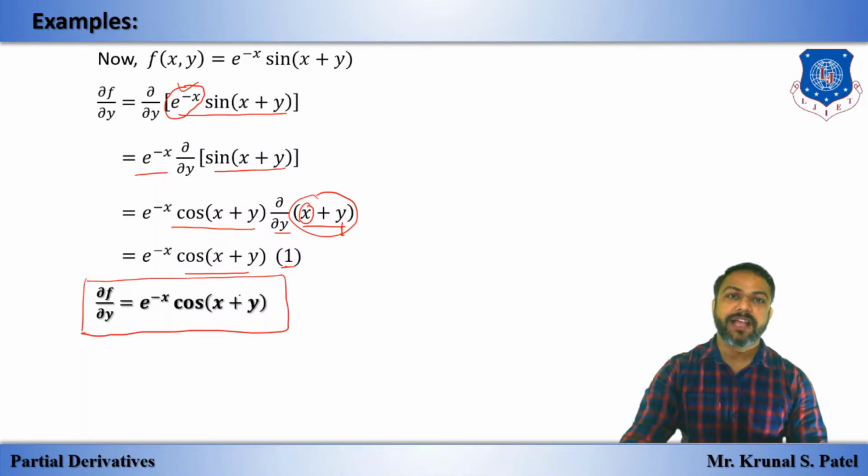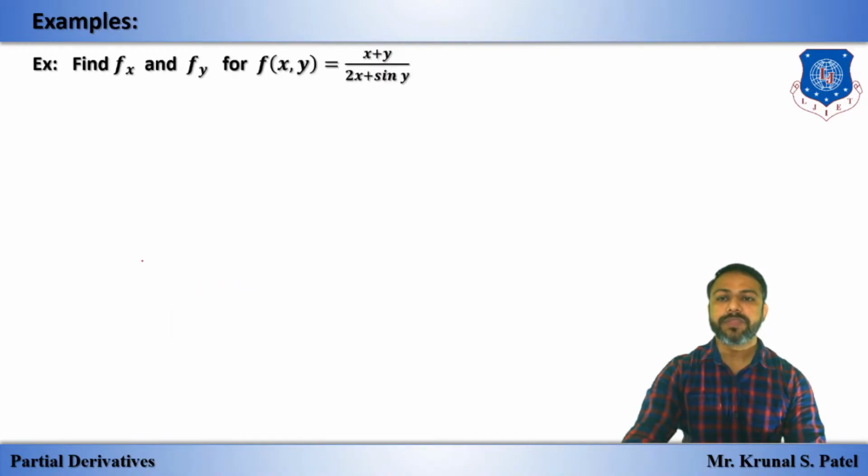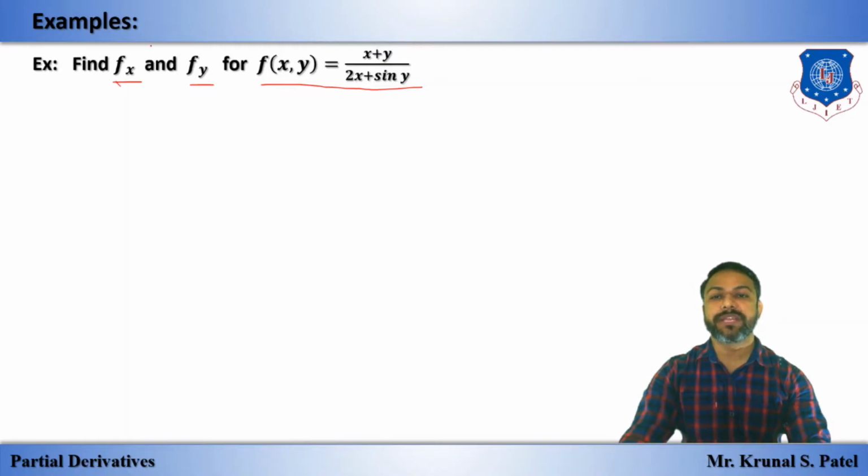So you have seen how we use the first order partial derivative with respect to x and with respect to y. To understand better, let's start with one more example. Find fx and fy for the given function f(x, y) equal to this. Now we know the meaning of fx and fy.